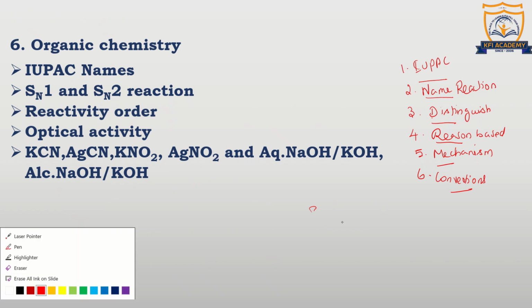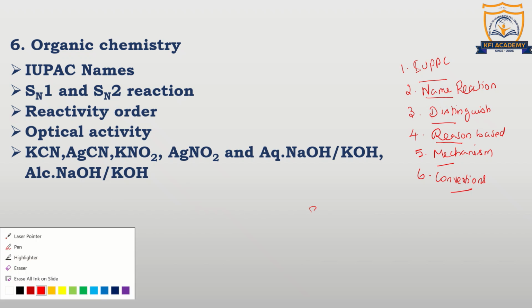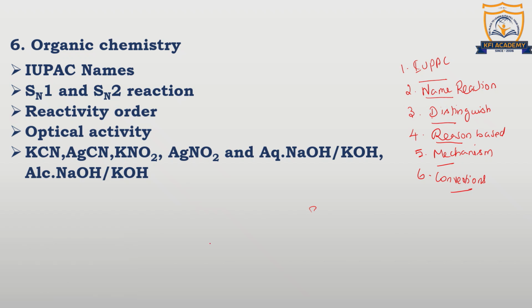SN1: tertiary, secondary, primary. Stability of carbocation. For SN1 you always have to check the stability of carbocation. If you want to check SN2, easily check the back side attack, whether the nucleophile can easily attack from the back side. That only you have to check. That will be easy. Compare, then SN1 and SN2 order you can easily find.